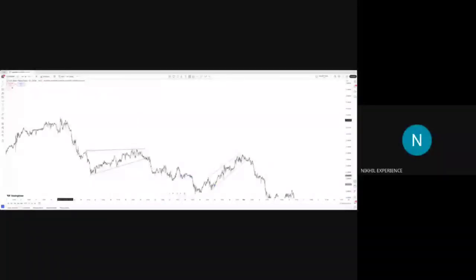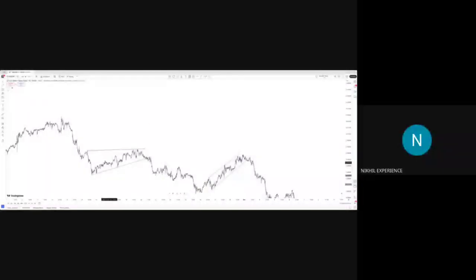So assignments: spot two reversal patterns and two continuation patterns. It's a very simple assignment. Two reversal chart patterns and two continuation chart patterns. So you are not just going to spot it and leave it like that.